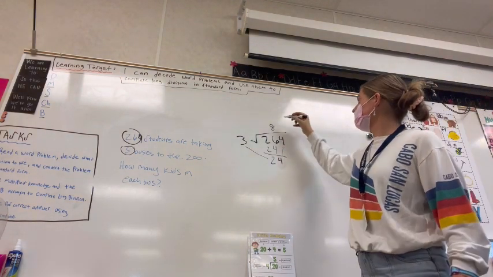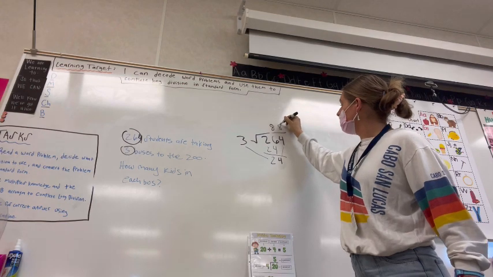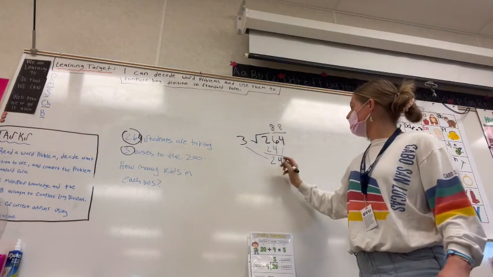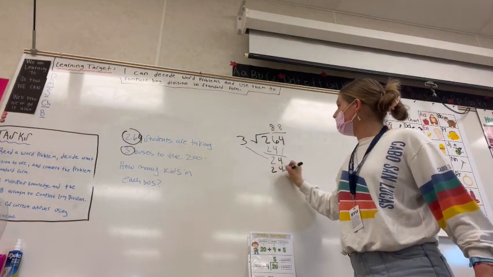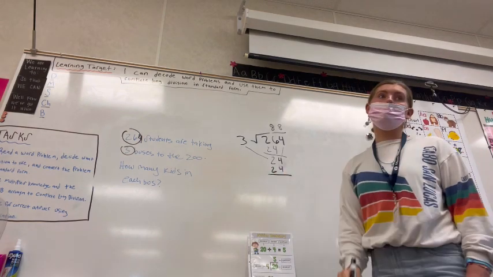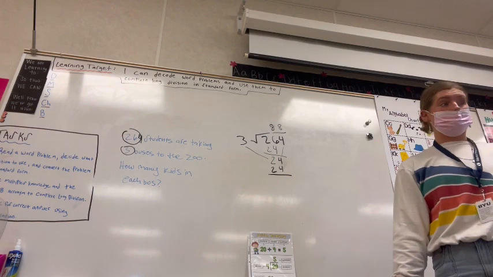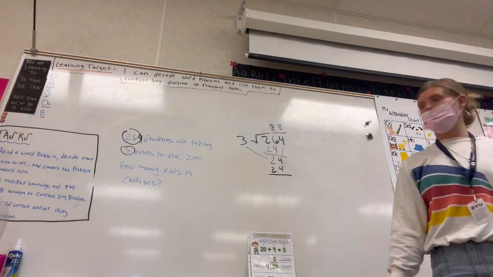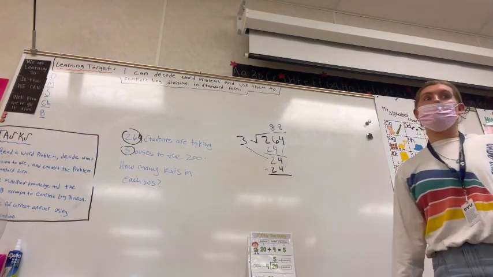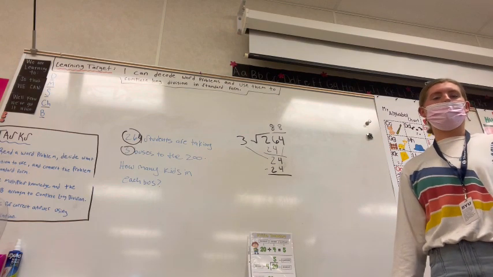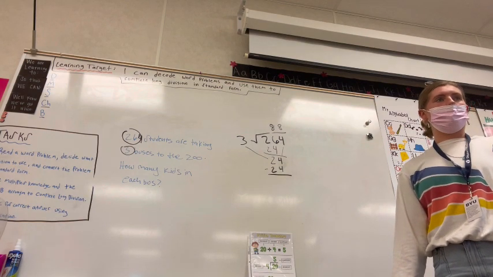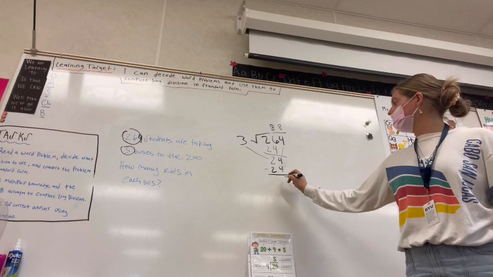3 divided by 24 is going to be 8 also. 8 times 3 is 24. Okay, we did our divide and we did our multiply. What's next? Put it down in front of you. I want to see it. What is that? Subtract. Good. 24 minus 24. Write it down. What's the answer? 0.